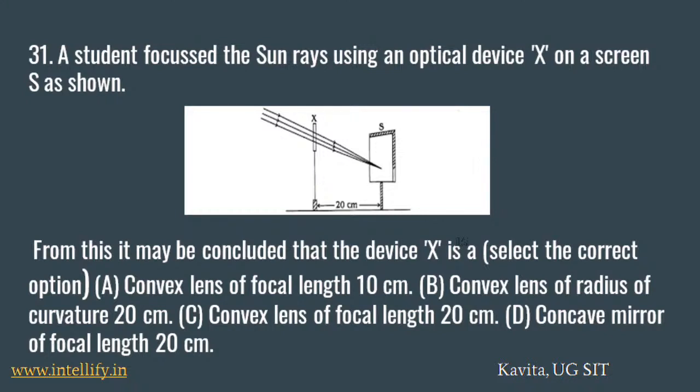Question number 31. A student focused the sun rays using an optical device X on a screen S as shown. It may be concluded that device X is: Option A, a convex lens of focal length 10 cm. Option B, a convex lens of radius of curvature 20 cm. Option C, a convex lens of focal length 20 cm. Option D, a concave mirror of focal length 20 cm.